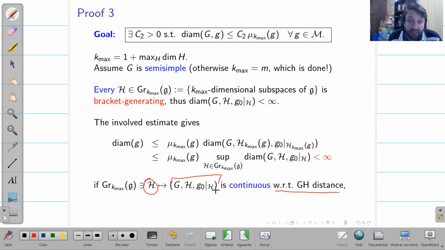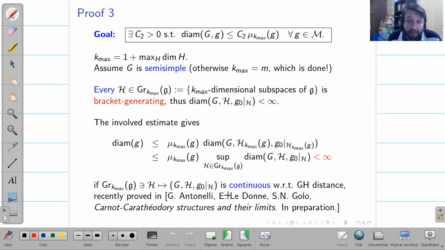And this is a problem, of course. I don't have any experience of this, but fortunately, I commented on this problem to Enrique Ledonne, and he studied the problem in collaboration with Antonelli and Golo, and they have a proof that this is continuous with respect to the Gromov-Hausdorff distance, and it's going to appear soon in a paper that is still in preparation. Okay.